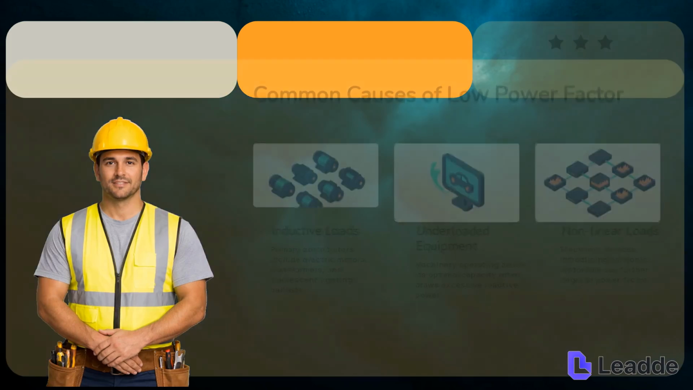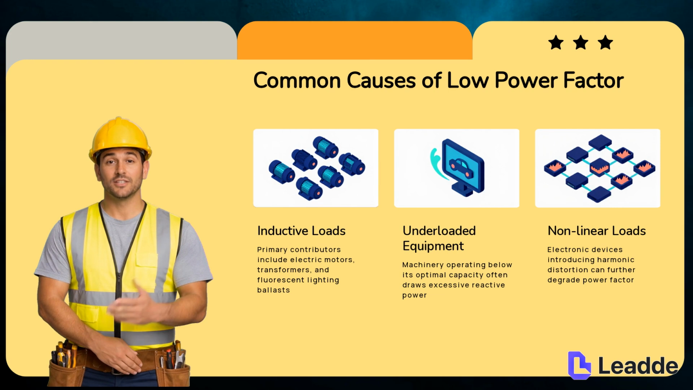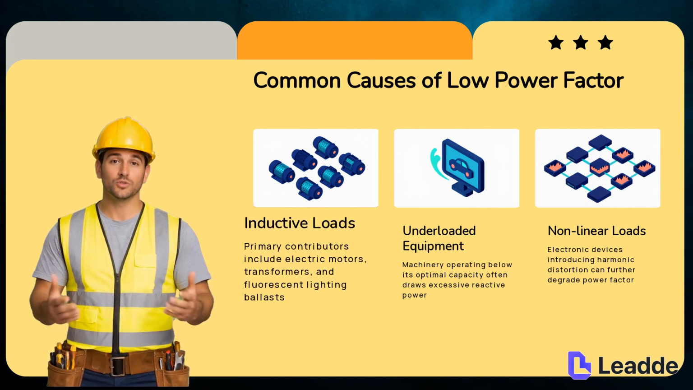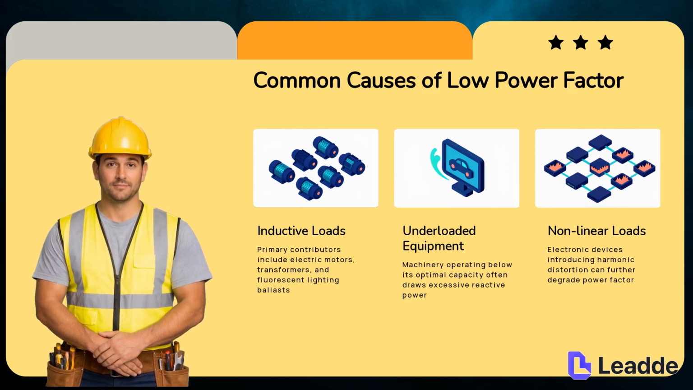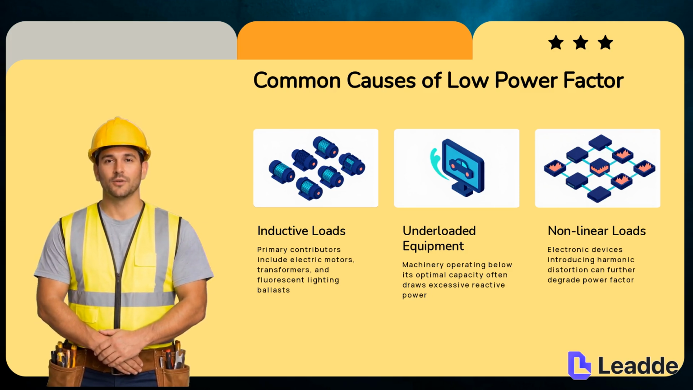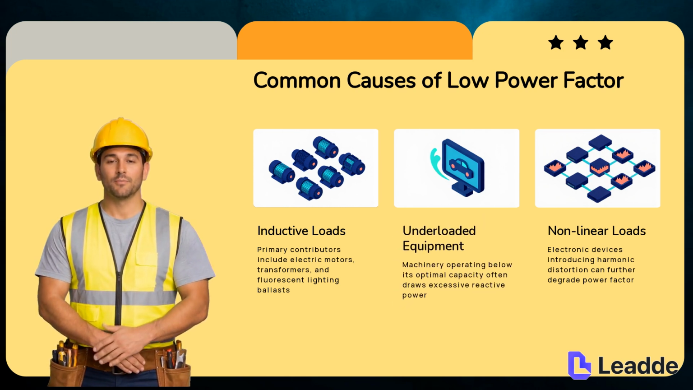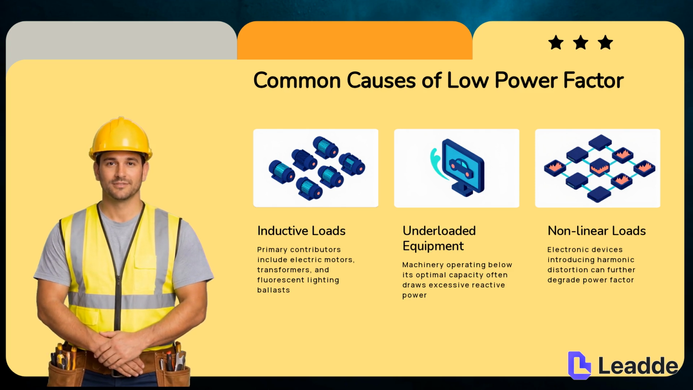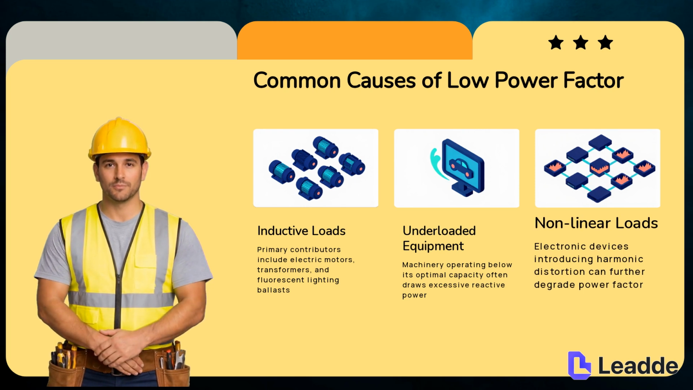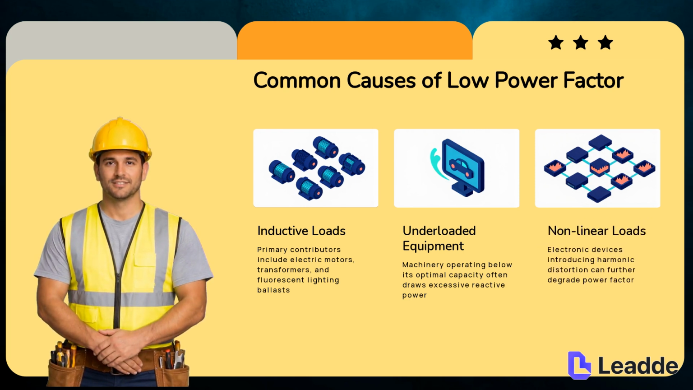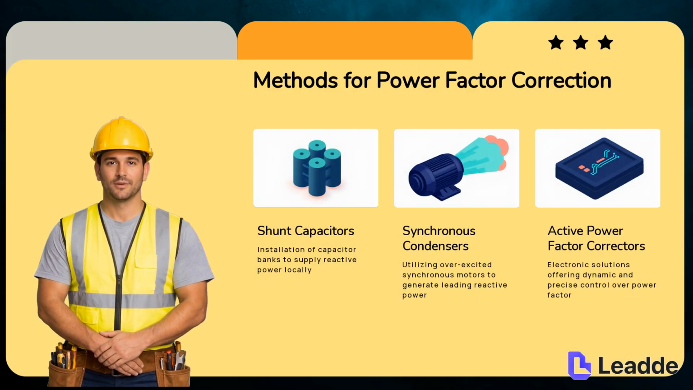Several factors contribute to a low power factor. The primary causes are inductive loads, such as electric motors, transformers, and fluorescent lighting ballasts. Additionally, equipment that is underloaded and operating below its optimal capacity often draws excessive reactive power. Nonlinear loads, common in modern electronic devices, can also degrade the power factor by introducing harmonic distortion into the system. Fortunately, there are effective methods for power factor correction.